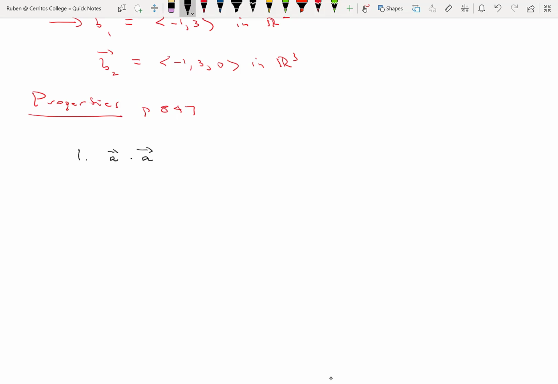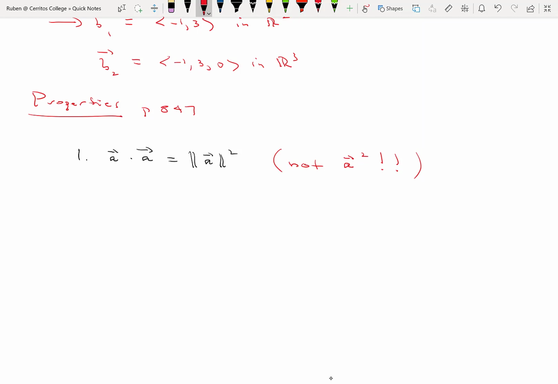There's no such thing as a vector A squared. There's simply no such thing. But we get something close. A dot A is the magnitude of A squared, not A squared. There's no such thing as a vector A squared.